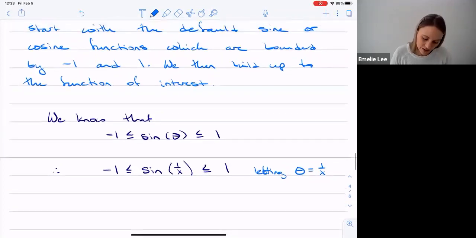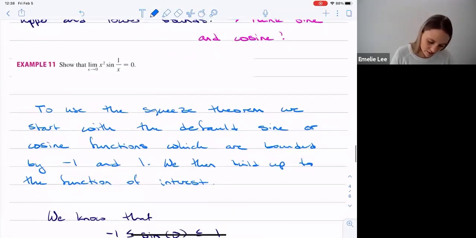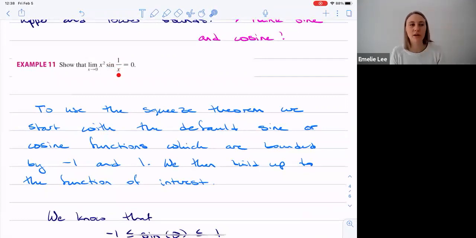So now, what I've established here is that, okay, sorry, I have to scroll up a little bit. The sine of 1 over x is between -1 and 1. That's great, but I need x squared times that. So in order to get there, I have to multiply each piece of the inequality by x squared.